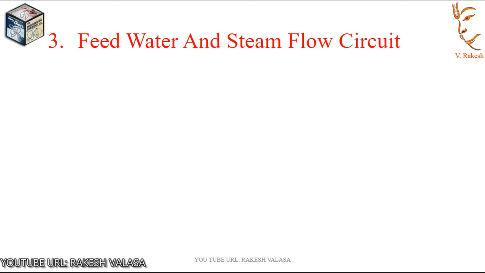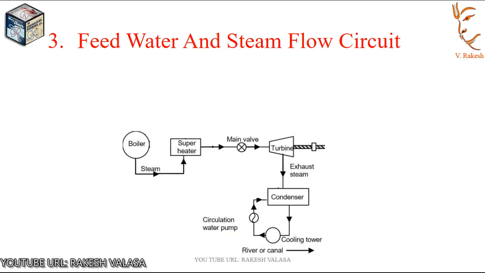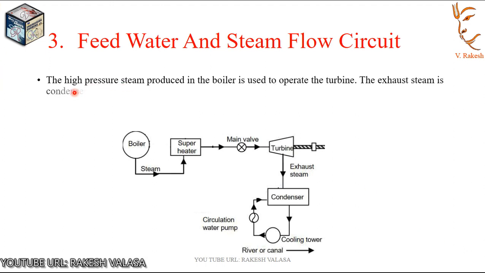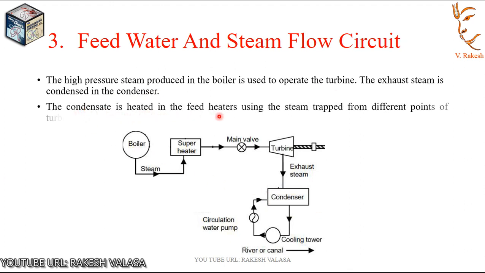Third one is the feed water and steam flow circuit. It consists of feed heaters, boiler, turbine, boiler feed pump. The high pressure steam produced in the boiler is used to operate the turbine. The exhaust steam is condensed in the condenser. The condensate is heated in the feed heaters using the steam tapped from different points of the turbine, and finally the condensate is pumped into the boiler.